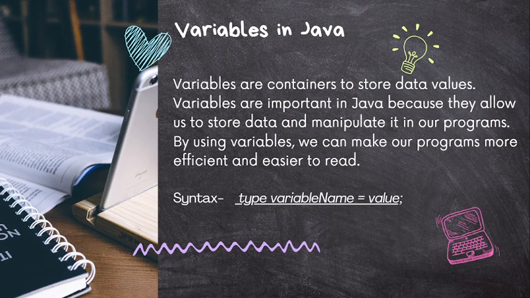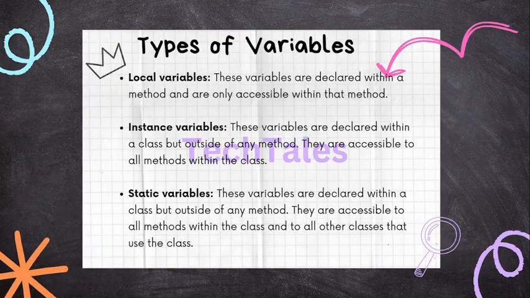So this is the syntax of how you can declare a variable. You have to give a type of your variable, then there will be a name of the variable, and finally you have to assign a value to that particular variable. Now we have three types of variables in Java: local variables, instance variables, and static variables.